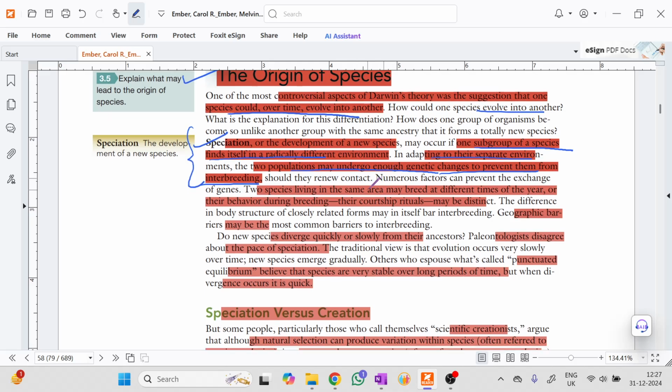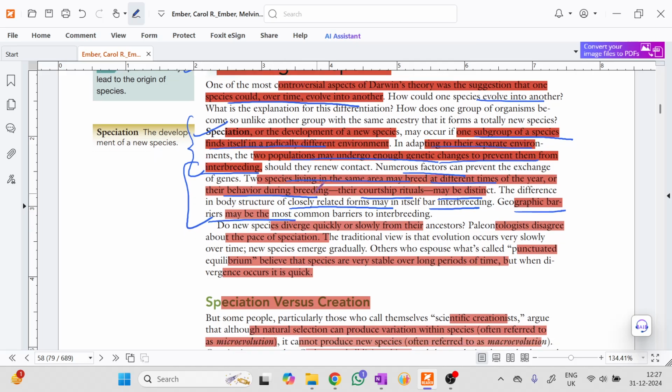So, numerous factors can prevent the exchange of genes. Two species may live in the same area but breed at different times of year, or their behavior during breeding, the courtship ritual, may be distinct. The difference in body structure of closely related forms may itself bar or stop interbreeding. Geographical barriers as well may be common barriers to interbreeding.